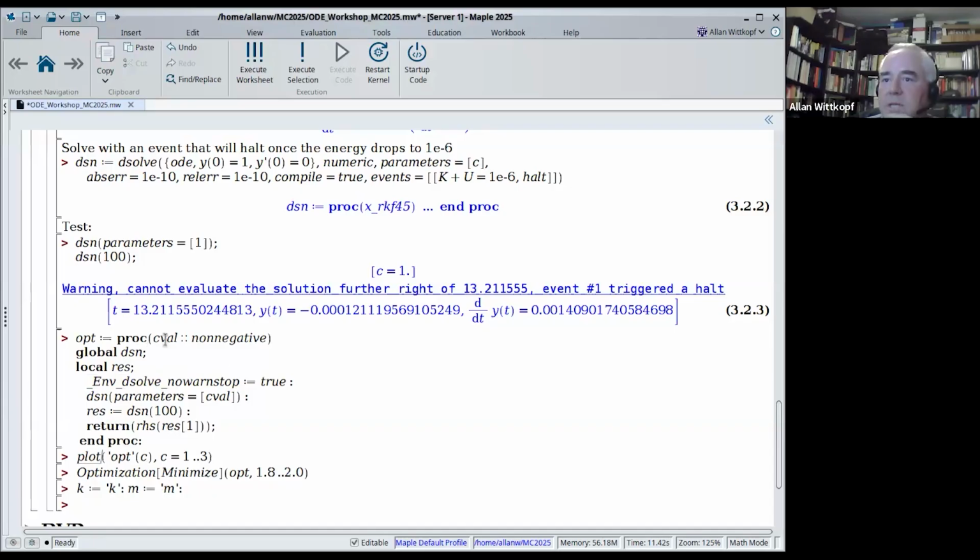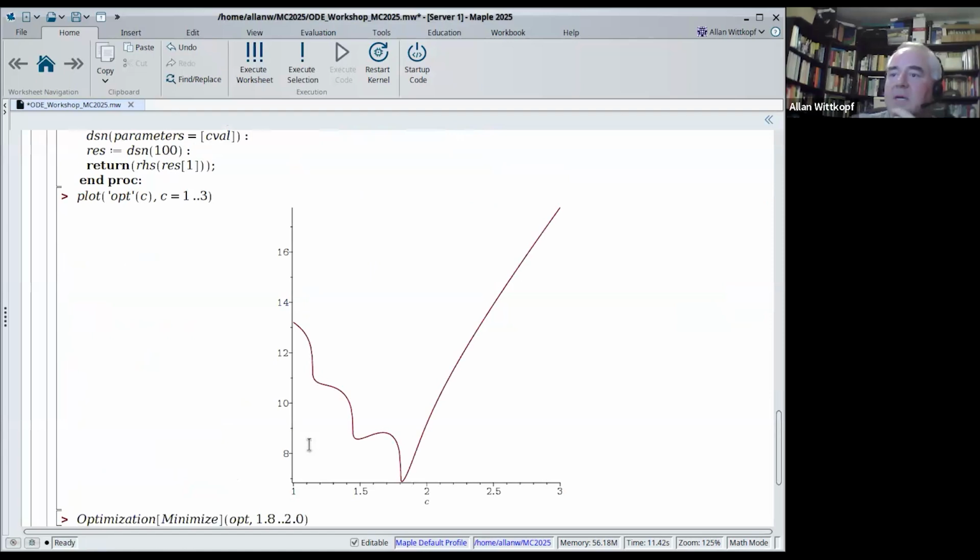So what do we do? We're taking in the parameter value. We're calling dsolve, setting that parameter value, computing out to 100, and returning, in this case, the time value, the right-hand side of the first part of the result. Okay, so we can plot our optimizing procedure here between 1 and 3, and we see this. So we see that it's a bit non-trivial for the values to the left of the minimum, but it's a lot smoother on the right.